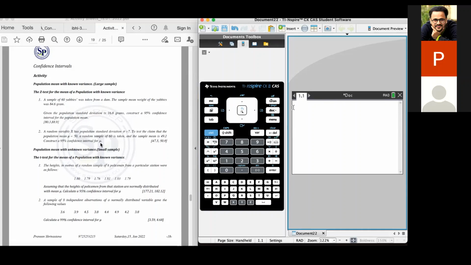So the question here is population mean with the known variance for the large sample. So Z test for the mean of the population with the known variance. And the question here is, a sample of 60 abis was taken from a dam. The sample mean weight of the abis was 84.6. Given the population standard deviation 16.8 grams, construct a 95% confidence interval for the population mean.